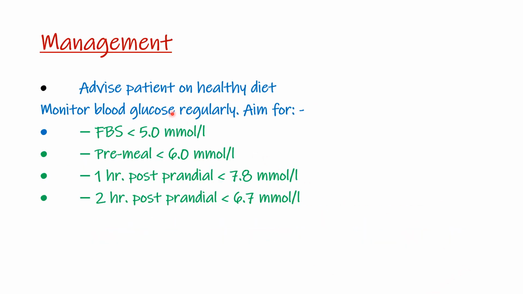So for the management, because you can't live this life without goals and targets, just the same as we live our lives with goals and targets, same here. You just can't manage this patient blindly. So you have to have targets. And our aims will be fasting glucose of less than 5, pre-meals of less than 6, 1 hour postprandial to be less than 7.8, and 2 hours postprandial to be less than 6.7 millimoles.